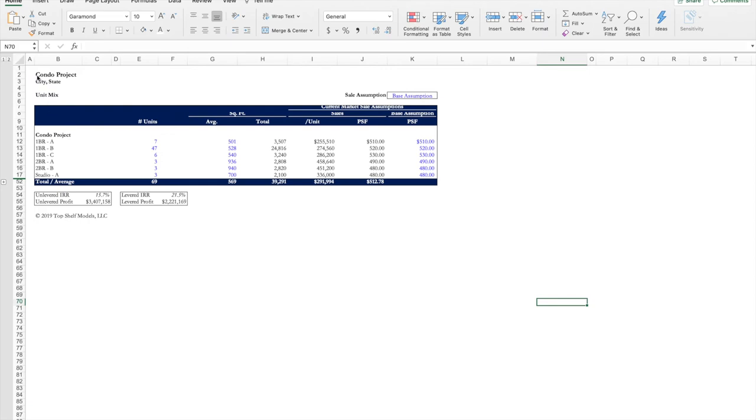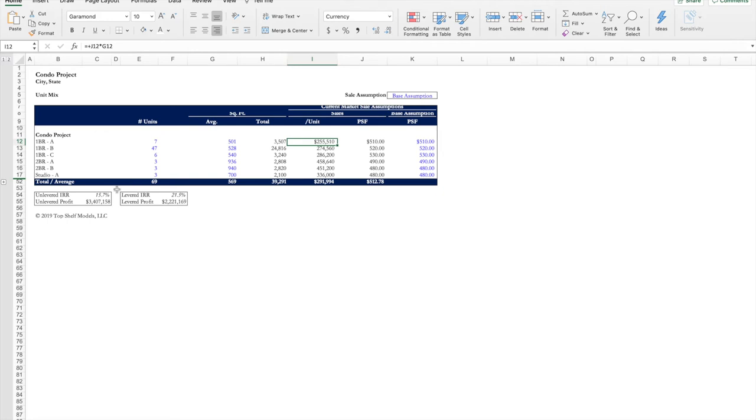So here we have a condo project unit mix. Over here, it just shows there's one bedroom and then we have two bedrooms. So for the one bedrooms, we have three different types. And for the two bedrooms, we have two different types. We as well have a studio. Then it shows the number of units of each type that we have, their average square feet, the total square feet, how much that unit costs, and then the price per square foot.